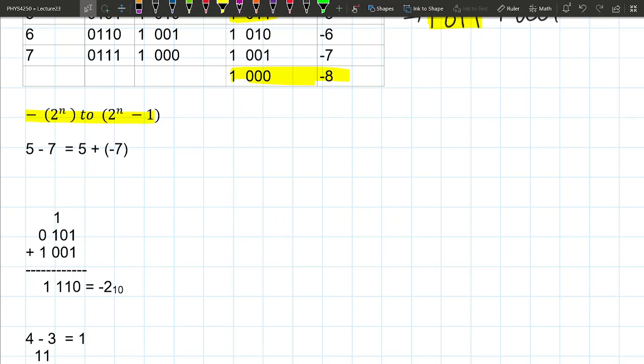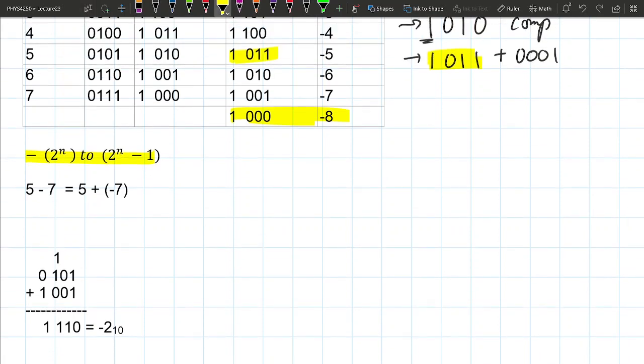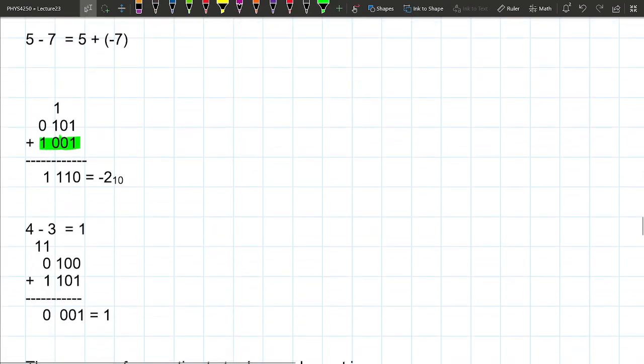All right, let's do 5 minus 7 again. So negative 7 is this number here. Let's do that in green highlight. And then 5 is still 5, just 101. Add these two numbers together. 1 plus 1 is 0 with a carry of 1. I guess that carry of 1 is supposed to be over here. 1 plus 0 is 1 with no carry. 1 plus 1 is 1 with no carry. 0 plus 1 is 1 with no carry.